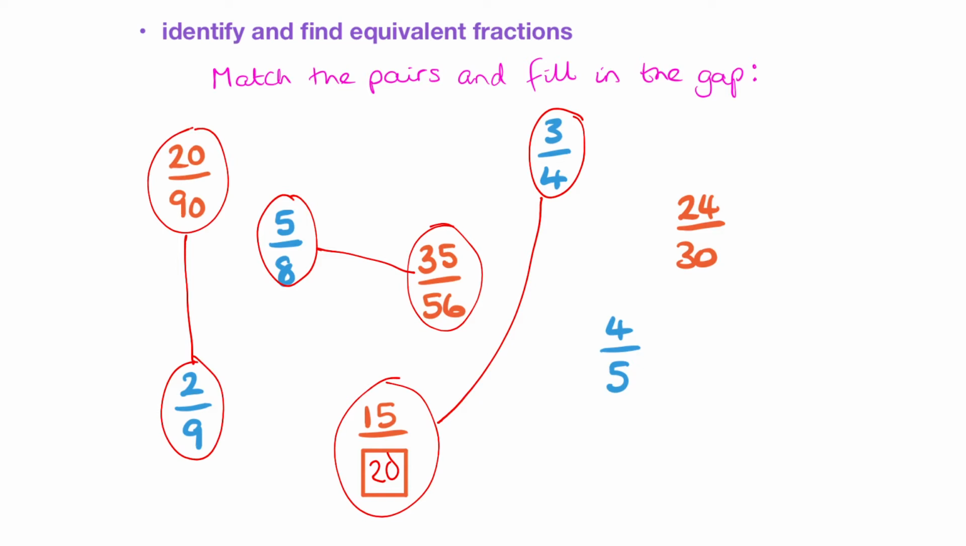So we'll just double check that. 4 times what is 24? Well, if we go up our 4 times table, we can see that 4 times 6 is 24. And 5 times 6 is 30. So the top and bottom have both been multiplied by 6. So that means that these two fractions, happily, are also equivalent.